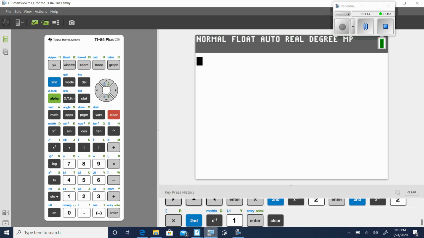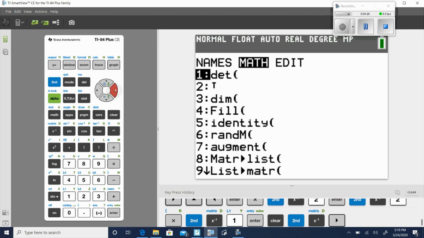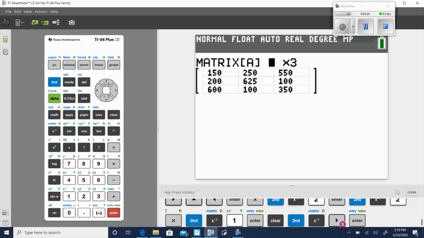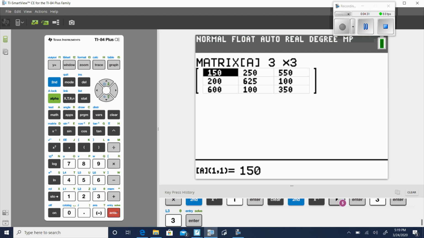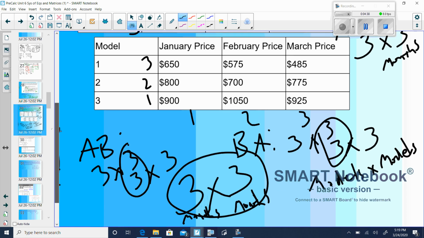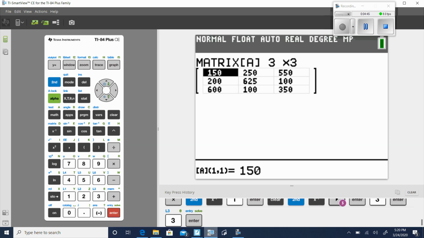So let's put these things into the calculator. All right, so let's go here to second matrix. I went ahead and put these in already for us. So when you get to edit, you want to hit enter. So A should be a 3 by 3. If it's not, you want to hit 3, enter, 3, enter. Go ahead and put your information in. So the 152, 55, 50, right? We want to put that information into row 1 and then into row 2 and row 3 as appropriate.